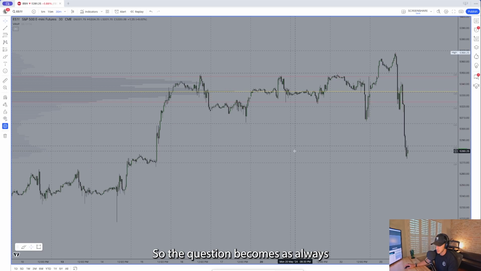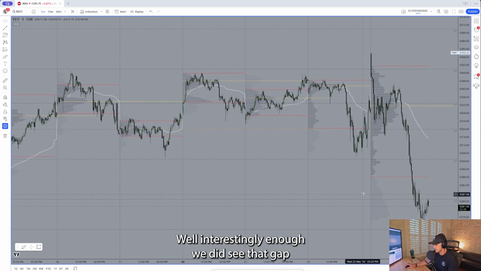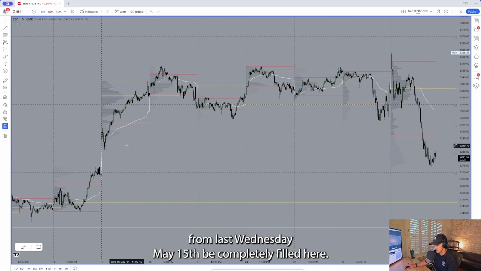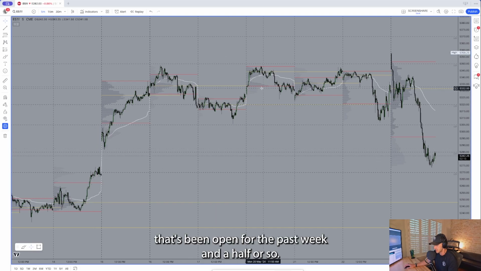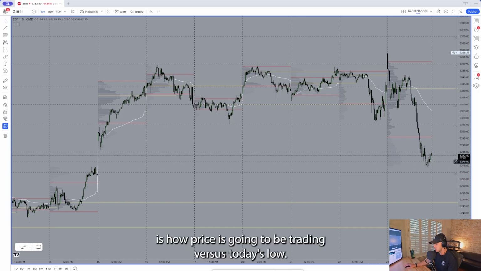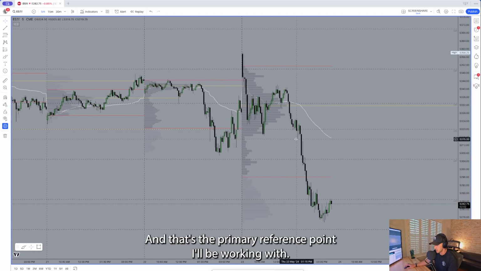So the question becomes, as always, what's next? Well, interestingly enough, we did see that gap from last Wednesday, May 15th, be completely filled here. So price has finally filled this gap that's been open for the past week and a half or so. Essentially, what I want to see for tomorrow is how price is going to be trading versus today's low. That's the primary reference point I'll be working with.